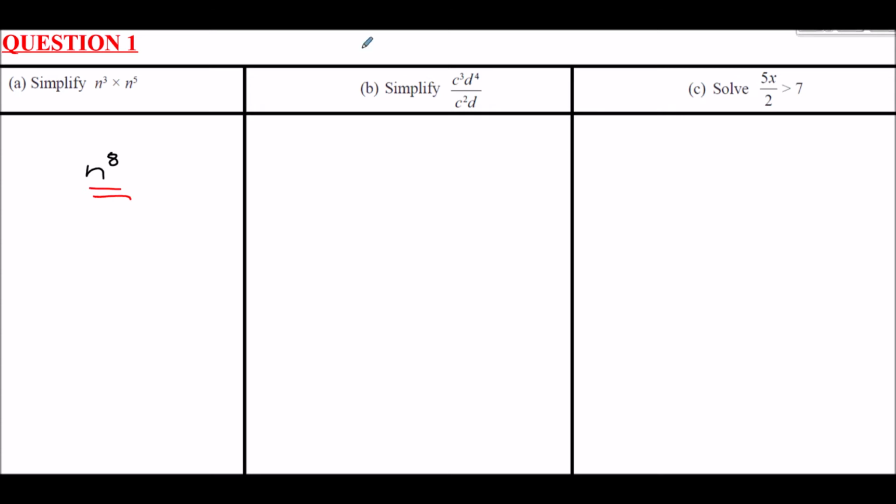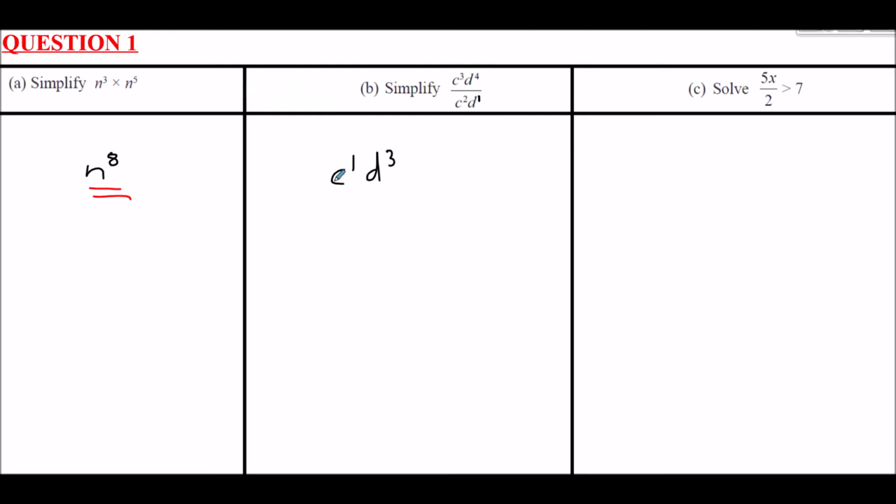In the opposite way, when we're dividing terms which are the same with powers, we simply subtract one power from the other to get the new power. So thinking of the c's first, c cubed divided by c squared would be c to the 1. And the d's, d to the power 4 divided by d, which is the same as saying d to the power 1, that would be d to the power of 4 minus 1, which is 3.